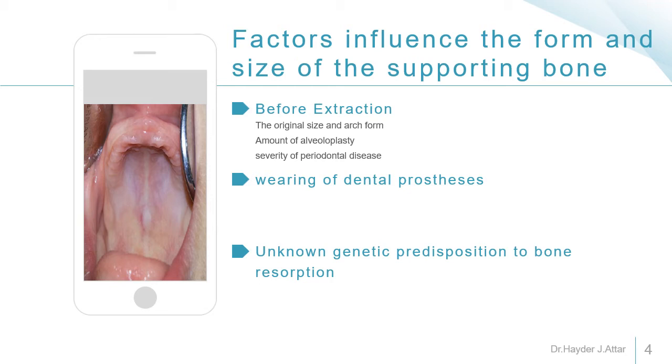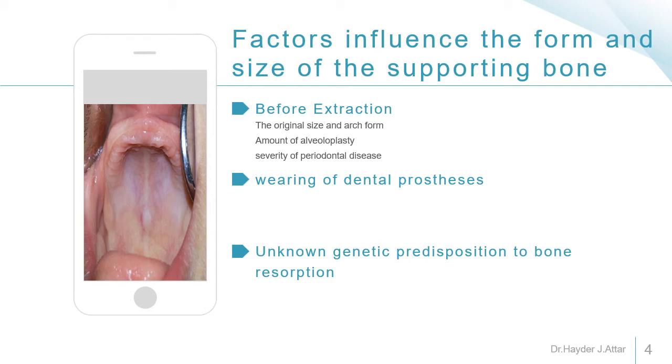When the amount of alveoloplasty, or removing of the bone during the extraction of the teeth, is more, with more bone removed, that means more resorption of alveolar bone. In addition, the severity of the periodontal disease that affects the teeth before extraction. When there is a severe periodontal disease, there is more resorption of the alveolar bone. In addition, the size and the form of the arch: when the size of the arch originally, before the extraction of the teeth, is large, that means the supporting bone becomes bigger or larger.